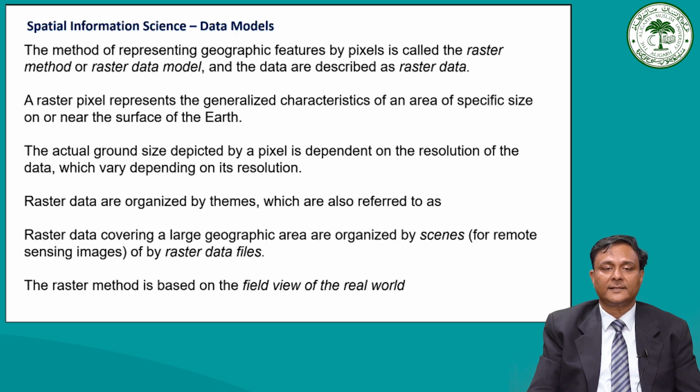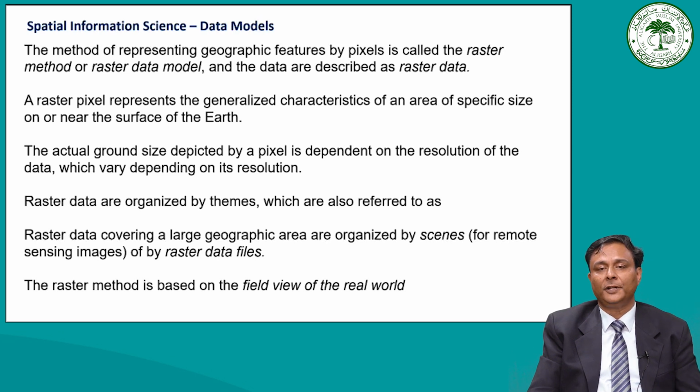For example, a raster geographic dataset may contain themes such as vegetation cover as one layer, land use as another layer, topography as a third layer, hydrology as a fourth layer, etc. Raster data covering a large geographic area are organized by scenes, especially in the context of remotely sensed images.